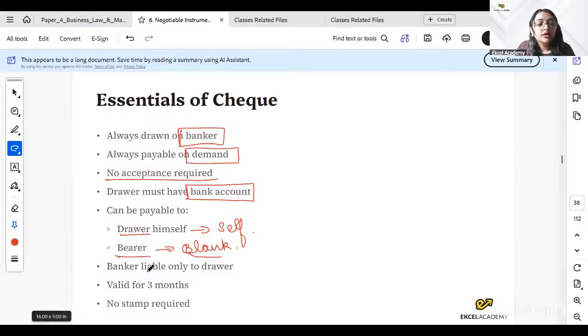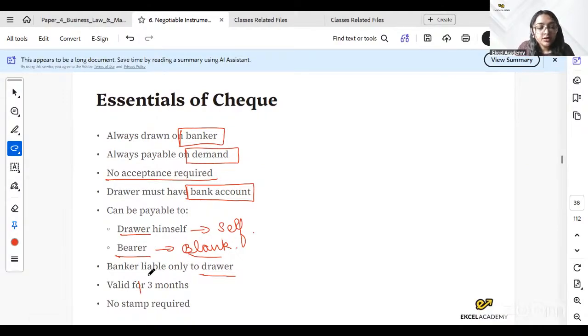Okay, your banker is liable only to your drawer. Your banker is liable to whom? To you, the person who has the bank account and is ordering payment. All right, is the banker liable to the payee? No, you will be liable to the payee. The banker will be liable only to the drawer.